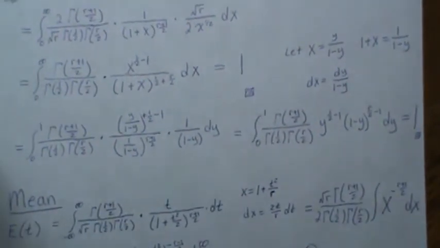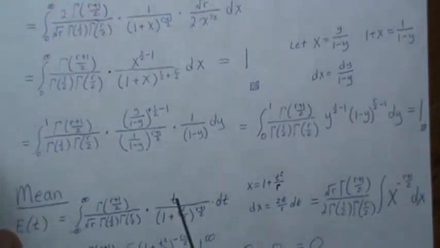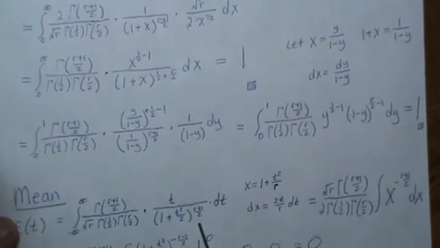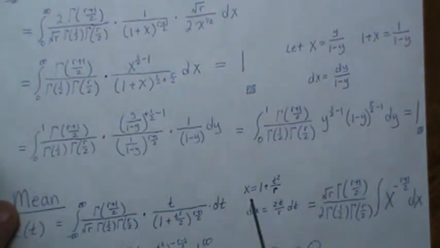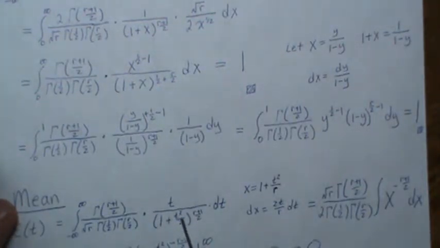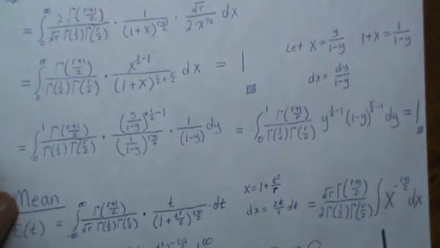So let's look at the mean. The mean of t is you plug in t and take it times its density. Now let's let x be this piece in the parentheses, and then you can take the derivative here and plug these back in here, and you get this.